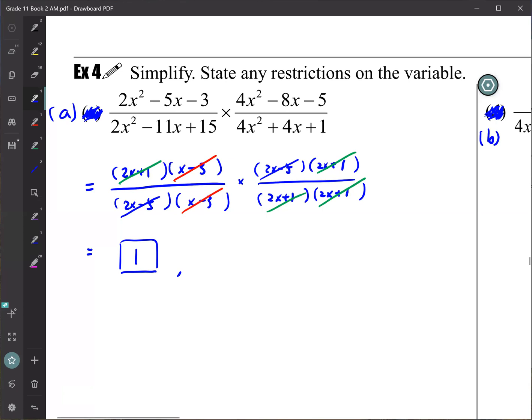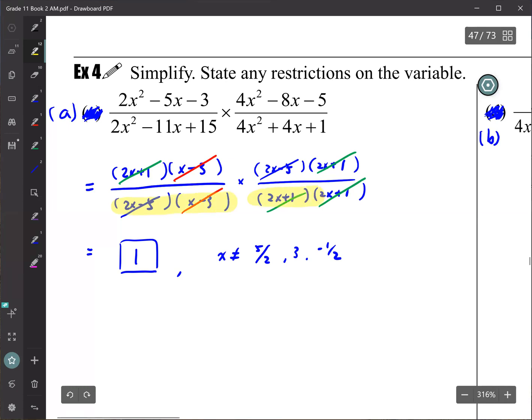Now restrictions. Brennan, what will be the restriction for this one? X cannot equal 5 over 2, 3, and negative 1 over 2. Yep, very good. This one is multiplication, so you just focus on the denominator. Look at the highlighted part. So no numerator for restriction here.